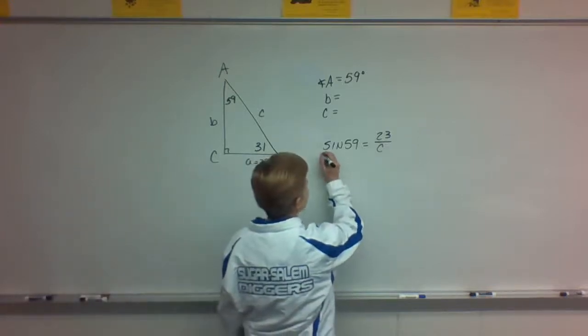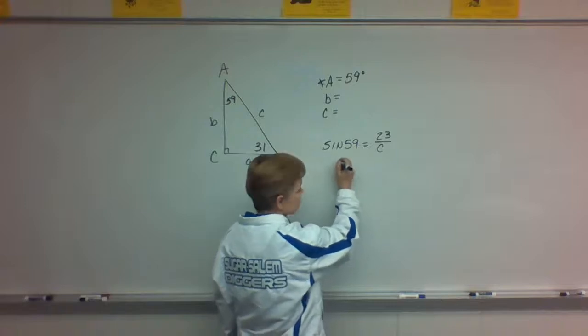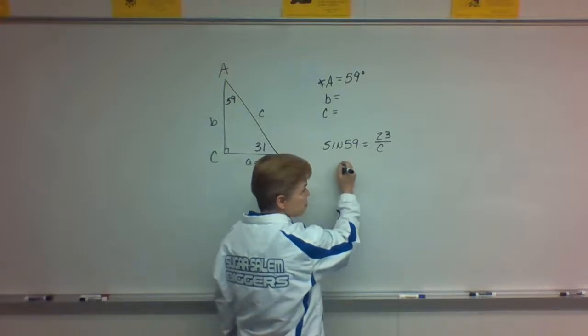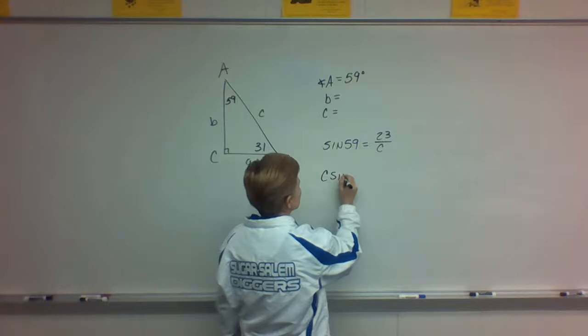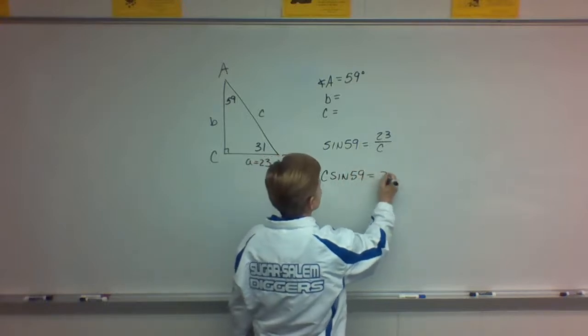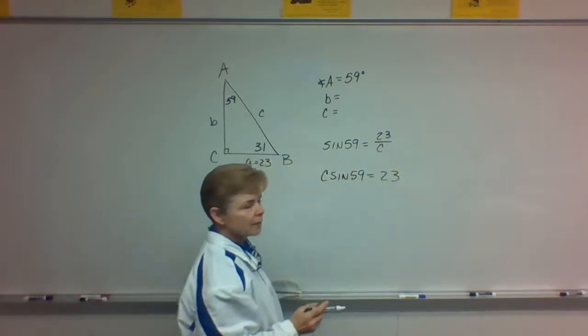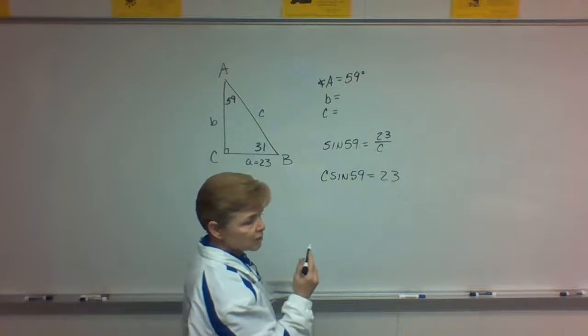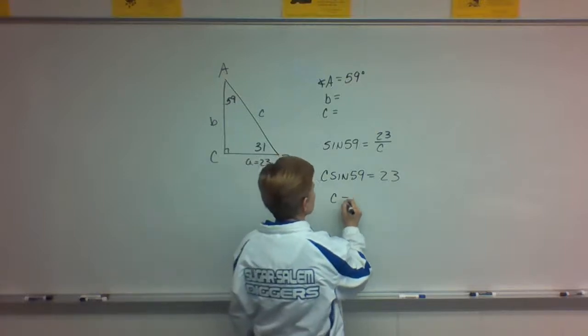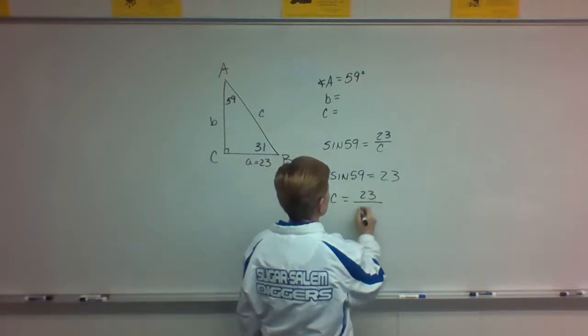We make a proportion out of this. I'm not going to do that. This is over 1. So it's going to be c sine of 59 equals 23 in the cross multiplying. And we have an isolated c, so we got one more step. C is equal to 23 over the sine of 59.